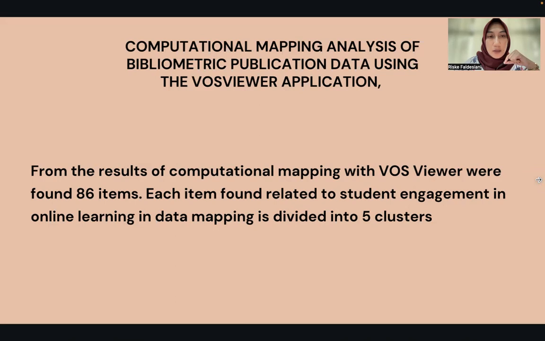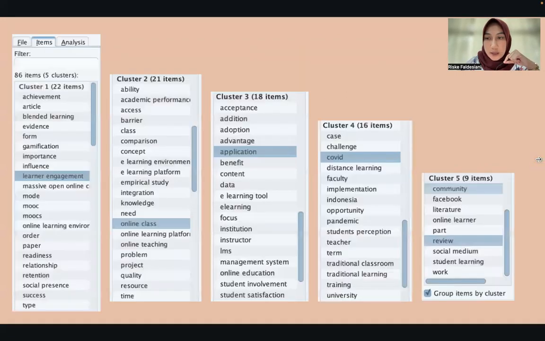Okay, computational mapping analysis of bibliometric publication data using the VOSviewer application. From the result of computational mapping with VOSviewer, 86 items were found. Each item found related to student engagement in online learning in data mapping is divided into 5 clusters. I will show you the 5 clusters.